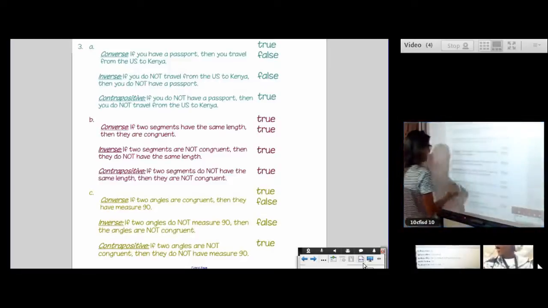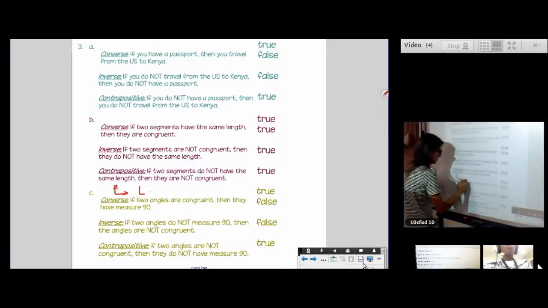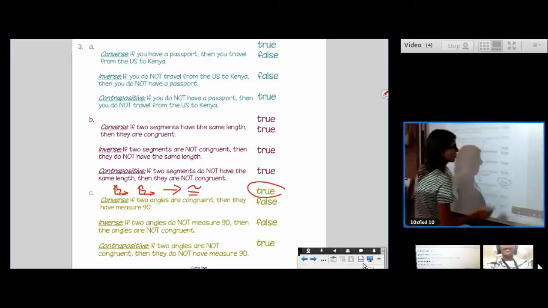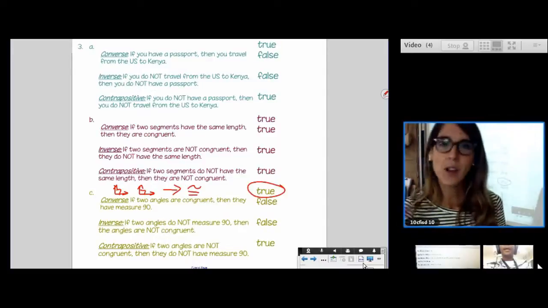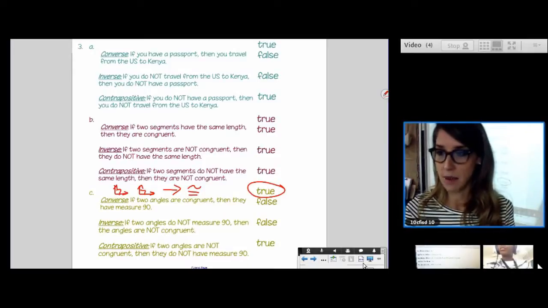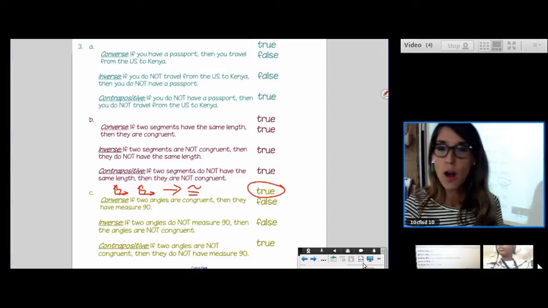But in the original statement, we have two angles. They both measure 90, and the conclusion is they're congruent. That is true. Congruent means the angles have the same measure. 90 equals 90, therefore it's a true statement. Okay, now let's do the converse.